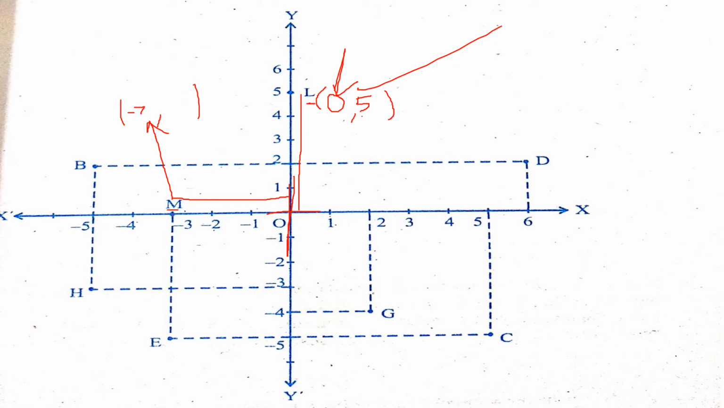Now, what is the y coordinate? Y coordinate is the distance from the x axis. And now if you observe, this point M is standing happily on which axis? It is standing on the x axis. So, how far is it from the x axis? Simple, 0. So that is why this coordinate becomes 0.